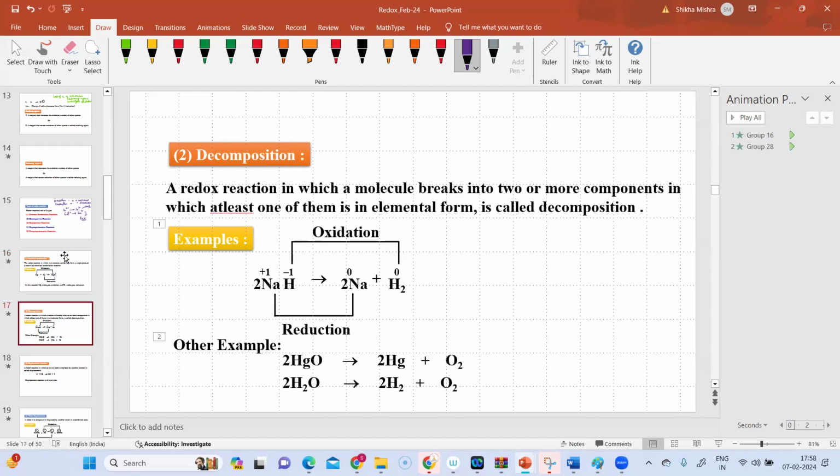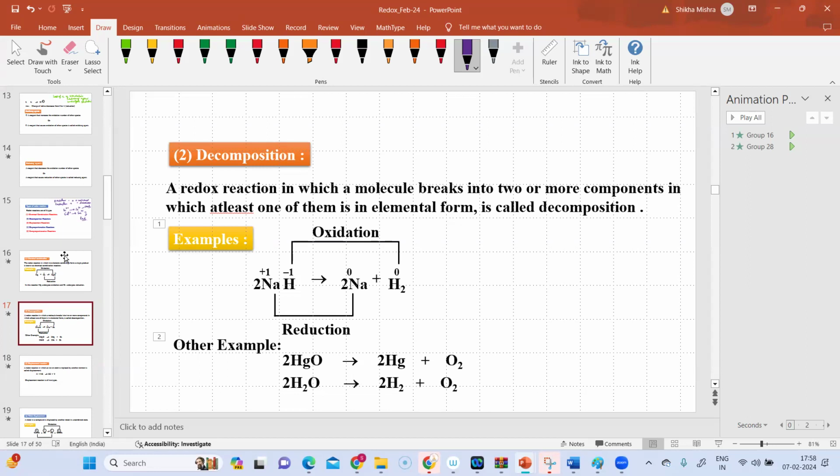We'll come to that example. Now talking about the decomposition reaction. Again, decomposition means the breaking down of a molecule into smaller parts. So what is happening here? You are changing them. Sodium hydride is converting into sodium and hydrogen, right? Sodium is changing from +1 to 0, and hydrogen is changing from -1 to 0.